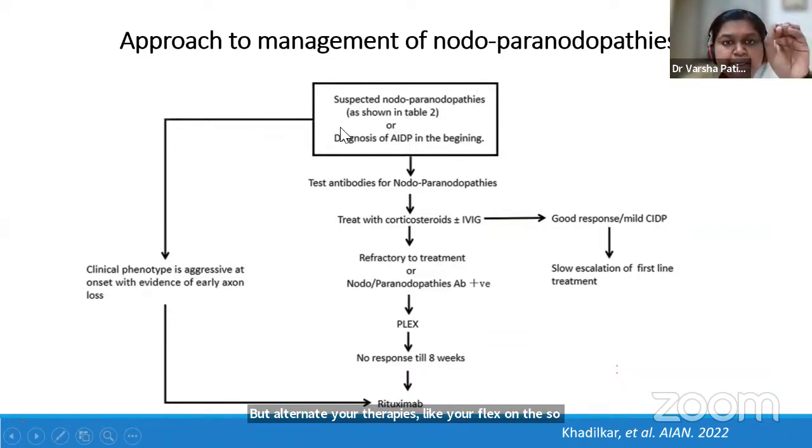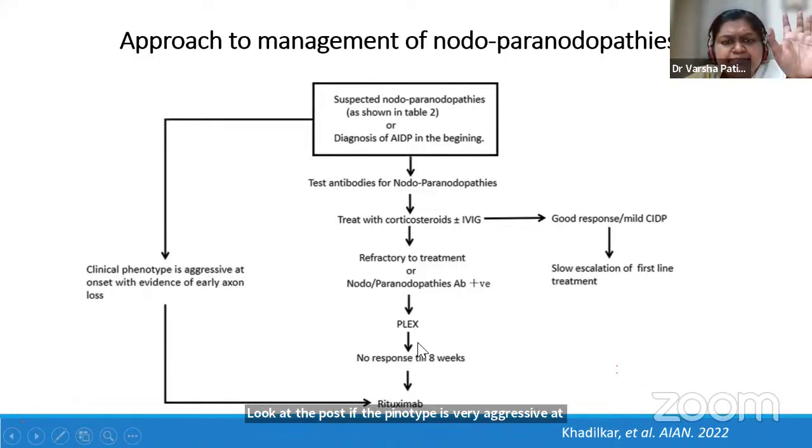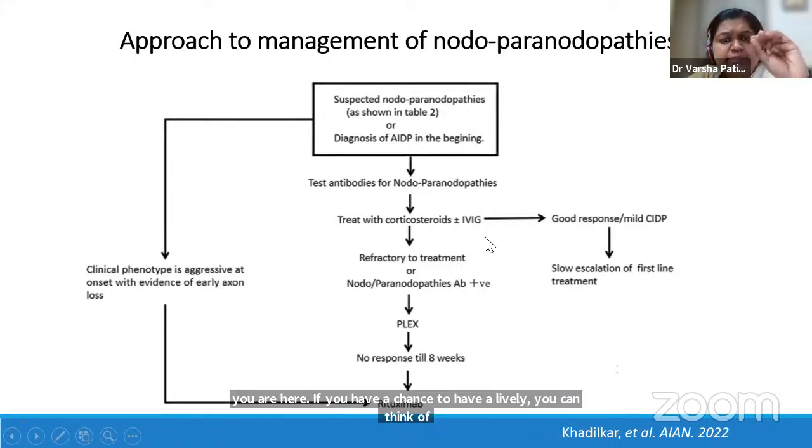If you look at it, you suspect a nodopathy and you have an AIDP in the body. Look at the course. If the phenotype is very aggressive at the onset with an early axon loss, go straight to plex. Then you have these two prongs. So you are here, patient is lingering around. If you have a chance, you have a lab where you can send the antibodies. If you can't, treat them like a suspected paranodopathy.